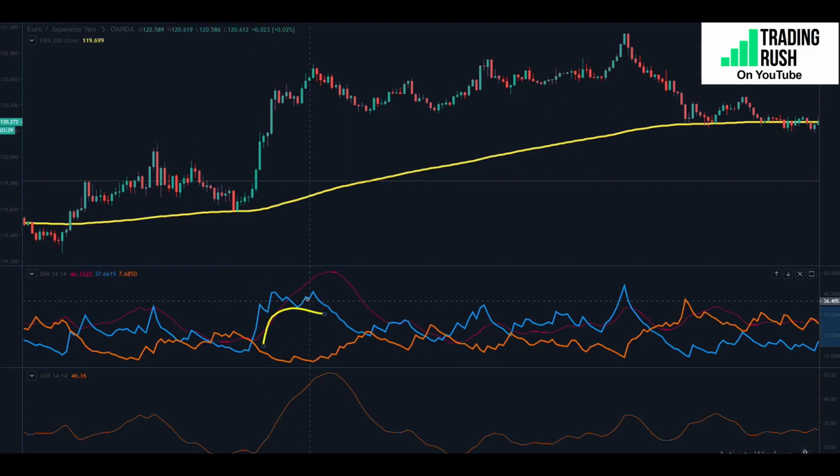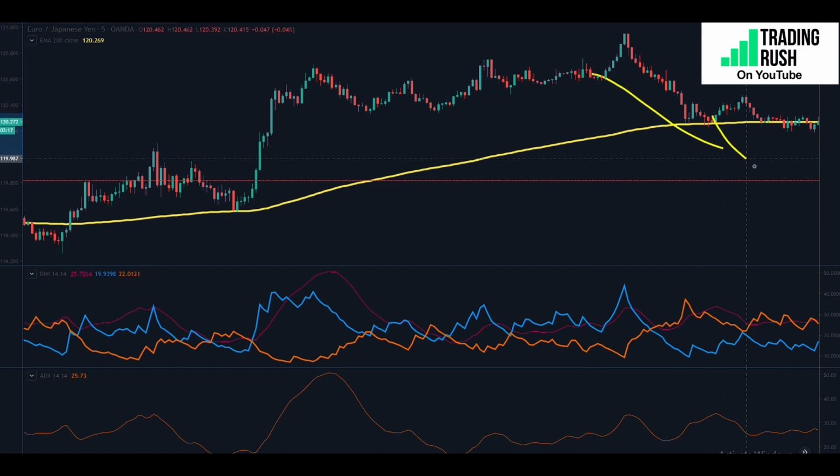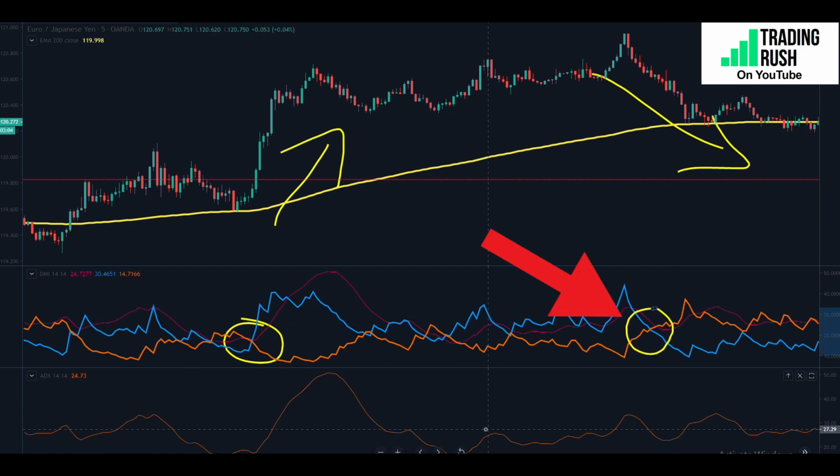If the blue line is above the orange line, the market is considered to be in an uptrend. Similarly, if the blue line is below the orange line, the market is considered to be in a downtrend. Some use the crossover of these positive and negative directional index lines to take trades. When the blue line is crossing below the orange line, it's a sell signal. And, if the blue line is crossing above the orange line, it's a buy signal.